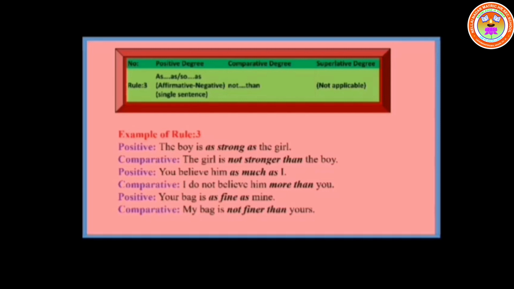Like that, the third example, you see: your bag is as fine as mine. Mine will be coming to the subject place. So my bag is not finer. Fine is taking that "er", no? So finer than yours. So this is very simple.